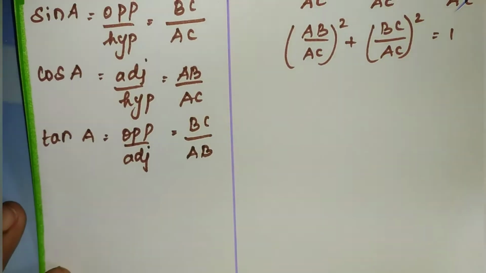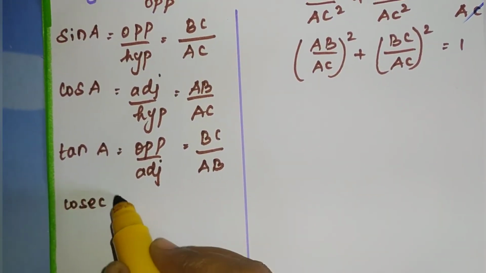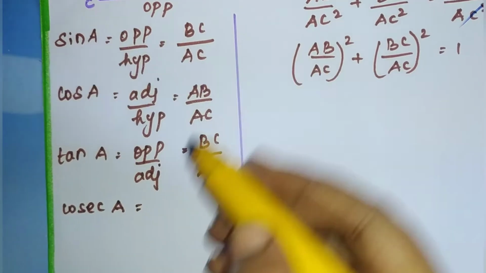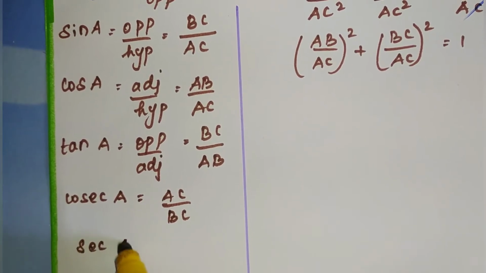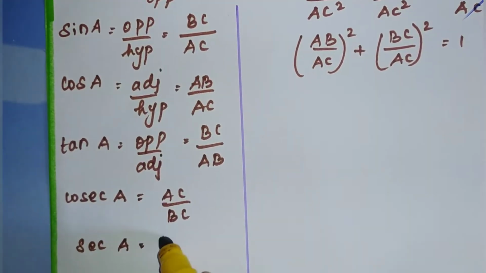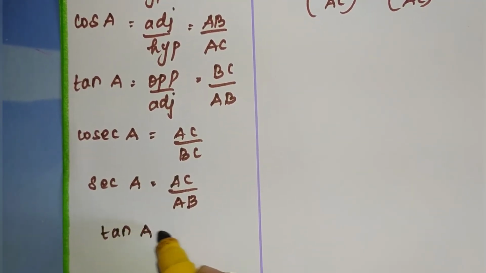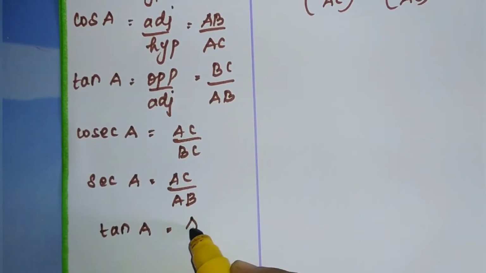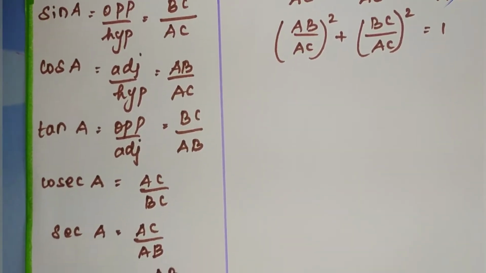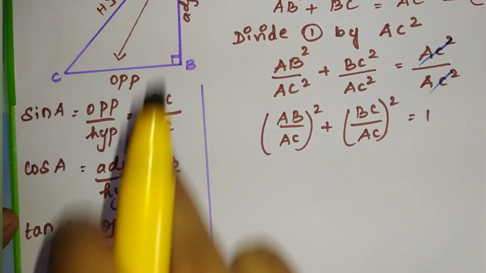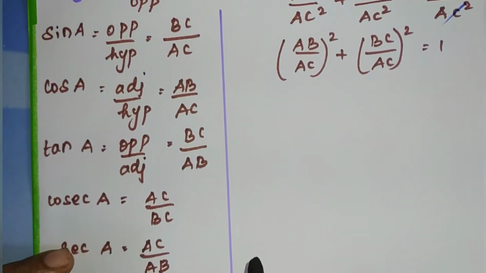And then for the reciprocals we can also write: cosecant A is AC divided by BC, secant A is AC divided by AB, and cot A is AB divided by BC. Is there any doubt? You have to write based on this triangle with respect to angle A. I have written all the trigonometric ratios.